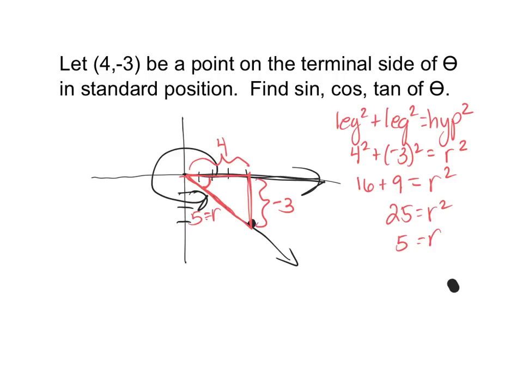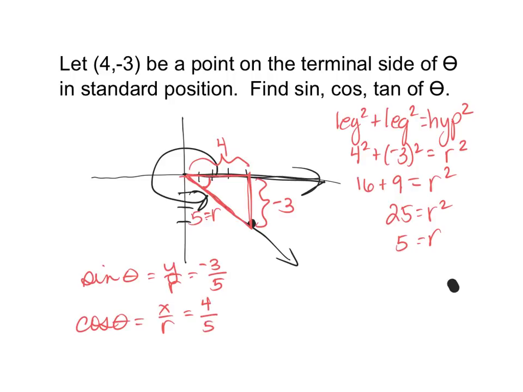Now that I know all of these pieces, x, y, and r, I can find any trig function that I want, because I know that sine of theta is y over r. Well, y in this case is negative 3. r is 5, so sine of theta is negative 3/5. Cosine of theta is x over r, and x in this case is 4.